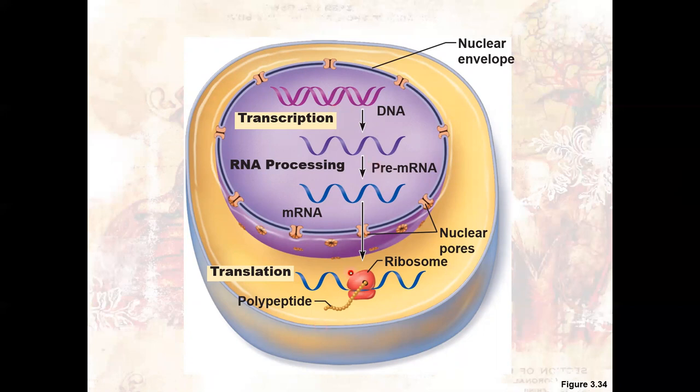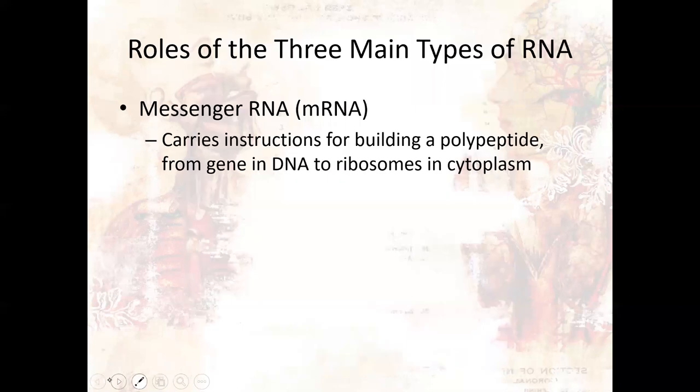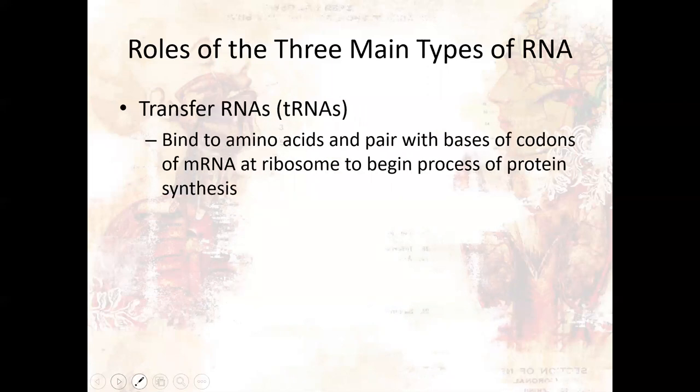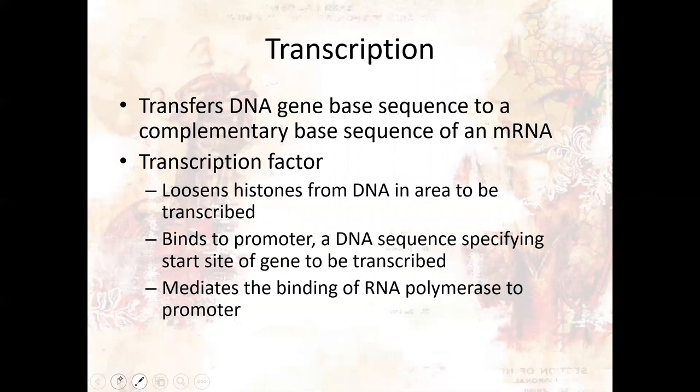DNA, RNA, protein. Transcription, translation. Transcription takes place here. Translation takes place here. Messenger RNA carries the instructions out to the ribosome. Ribosomal RNA is part of the ribosome. Transfer RNA brings amino acids in to be incorporated. Transcription takes the DNA code and turns it into messenger RNA.